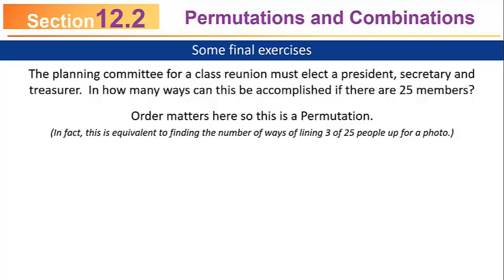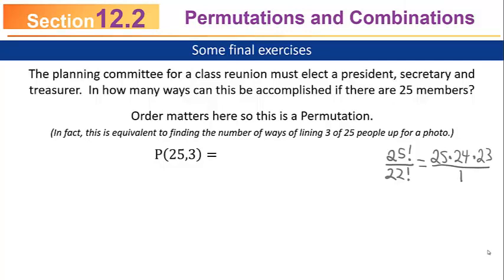So order matters. It's a permutation. In fact, it's equivalent to a problem we've done earlier where we were taking a group of people and pulling some out and lining them up for photos, and we would know how many ways we could do that. Same thing here with president, secretary, and treasurer. So this is a permutation of 25 things taken 3 at a time. So using the formula for permutations, that would be 25 factorial divided by 25 minus 3, which is 22 factorial.